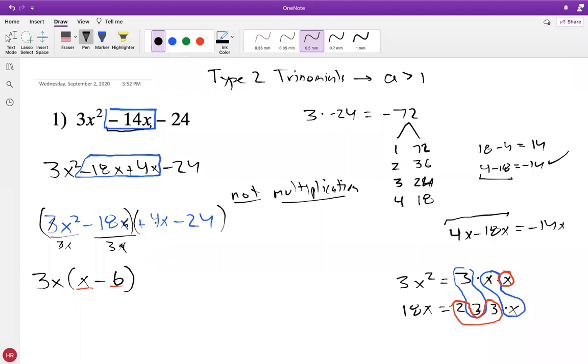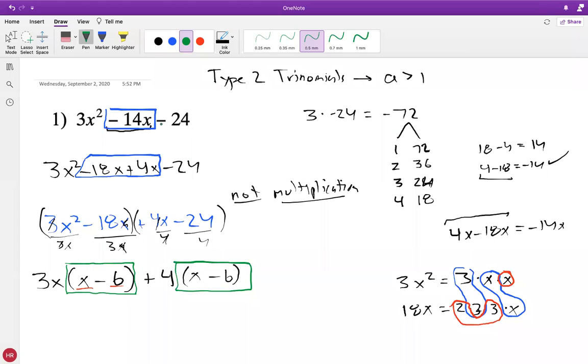In a similar fashion, I can look at these two and say, the only thing common to 4 and 24 is 4. And there's no x's in this one, so all I can take out of that one is a 4. If I divide this one by 4, I get x. If I divide this one by 4, I get negative 6. And it's really good for me that the things left over in the parentheses match. They have to match. I get x minus 6 and x minus 6.